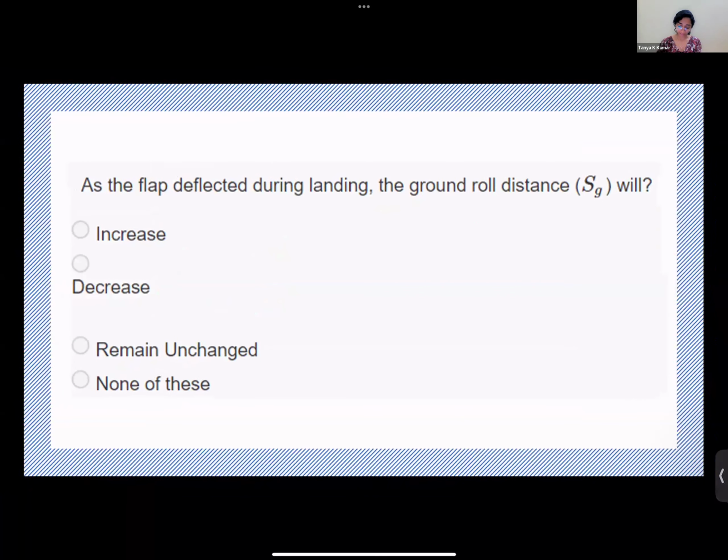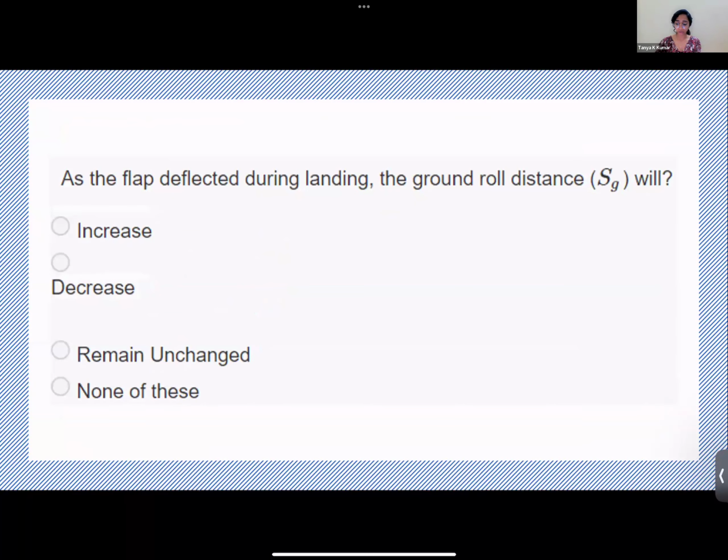Next. As the flap is deflected during landing, the ground roll distance will be... ground roll, takeoff, they have similar equations, just the forces will be reversed, but it's the same thing. So as the flap is deflected during landing, the ground roll distance will be, yes. So when you deflect the flap, your CL max increases. And we saw that ground roll distance is inversely proportional to CL max. Okay, so yes, as you increase CL max, your ground roll distance reduces.